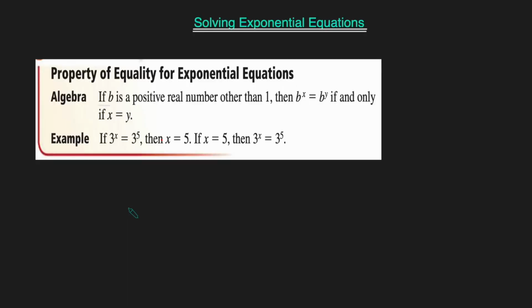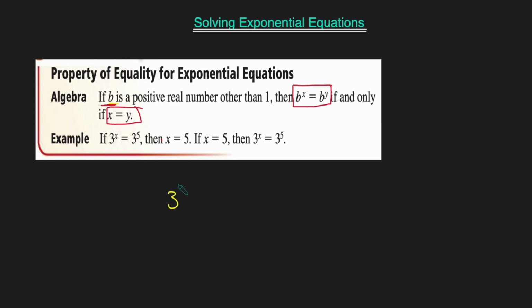The first thing we need to learn is the property of equality for exponential equations. What it says is that if b is a positive real number other than 1, then b to the x will equal b to the y if and only if x is equal to y. Let's look at an example.